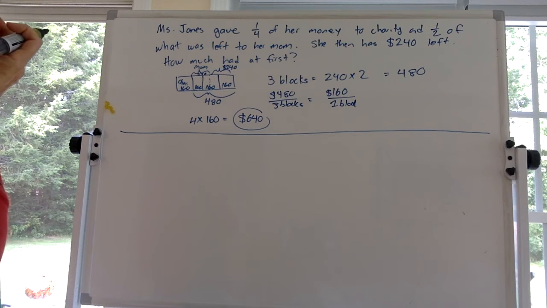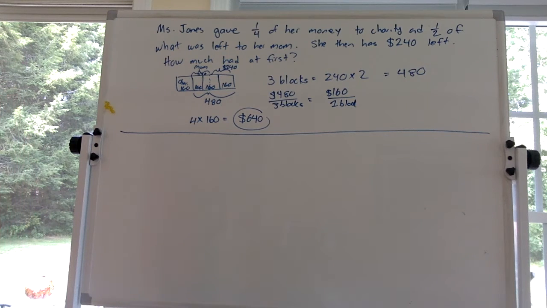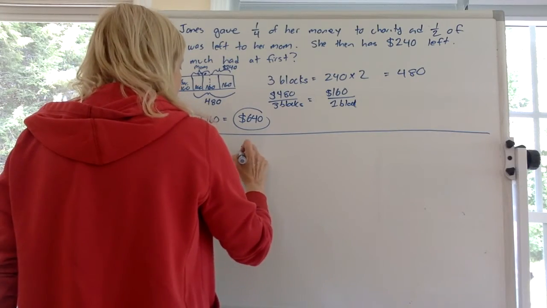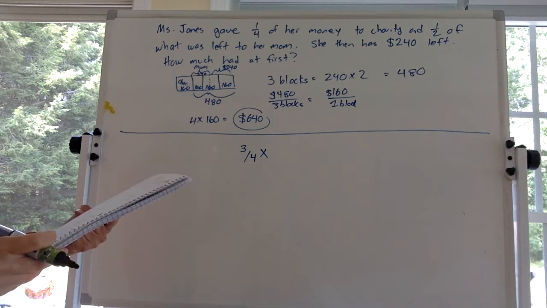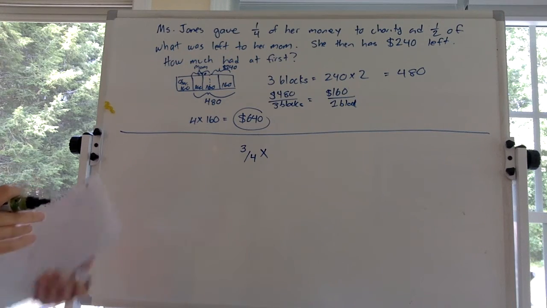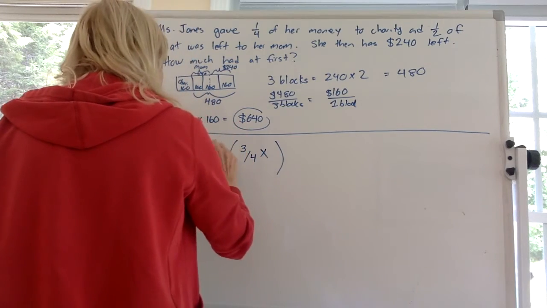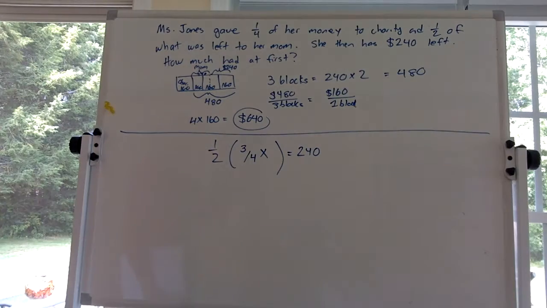She gave a quarter of her money to charity. So if we consider X the amount she had at first, we're going to consider X the amount she had at first. So if she gave a quarter of it away, how much is left? 3/4 X is left, right? There's 3/4 X left. And half of that 3/4 X is equal to 240.